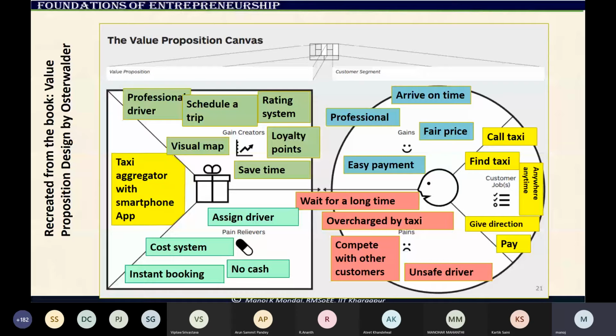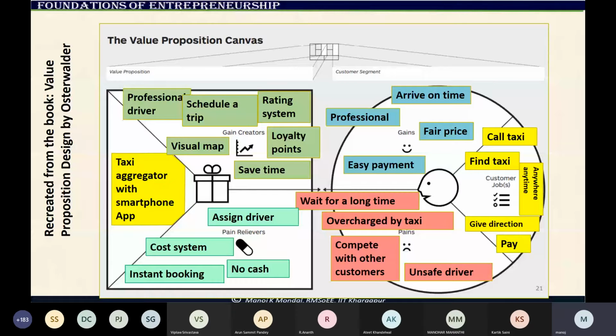Of course, there are incidents, but then humans will be human. It's very difficult to make a foolproof system. We can't help it. So let's not discuss that. Schedule a trip, meaning even if you are going from here to say Athens, perhaps you can schedule a trip here itself. I did go to Athens and I actually booked a taxi from here and I found the taxi was waiting for me. Then rating system, loyalty points, etc.